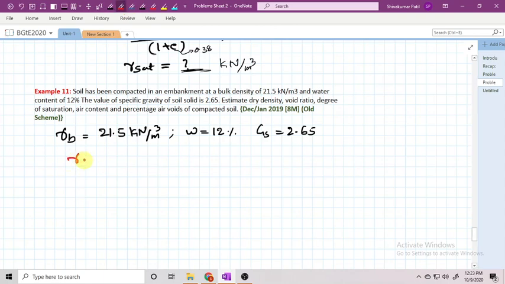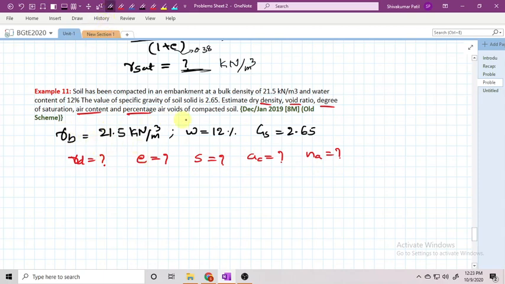They are asking dry density. Estimate the dry density, void ratio e, degree of saturation S, air content Ac, and percentage air voids na, of a compacted soil. Very straightforward. So these many things they have asked.